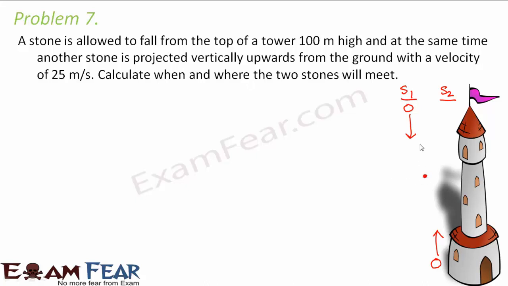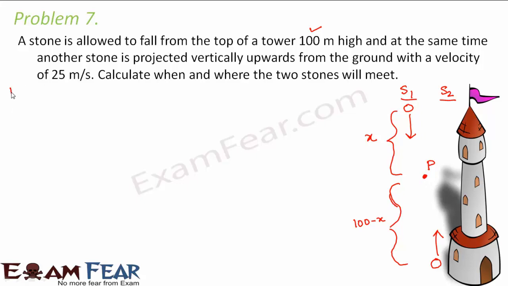So let us suppose that the two stones, this is coming down, this is coming up. Let us suppose that the two stones meet at point P. And let us suppose that the distance of this point P from stone S1, that is from the top of the tower, is x. So what would be the distance of this point P from the bottom of the tower? The total height of the tower is given as 100 meters. So this distance will be equal to 100 minus x. Right? So we have to calculate this value of x, and we also have to calculate the time after which they will meet at this point.